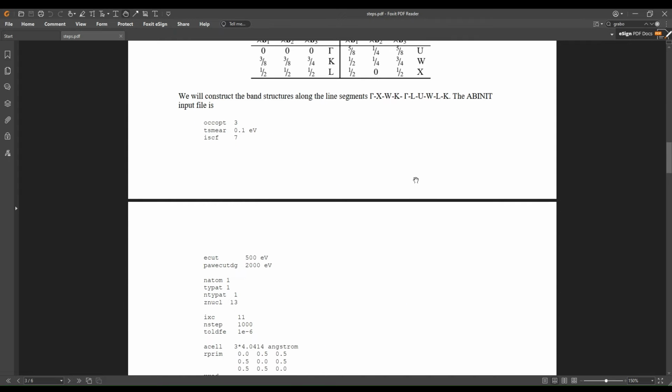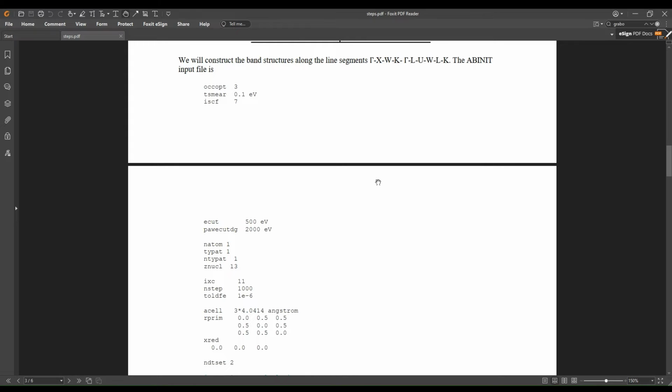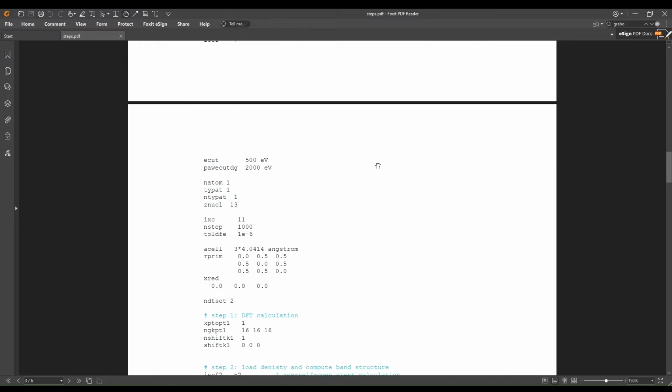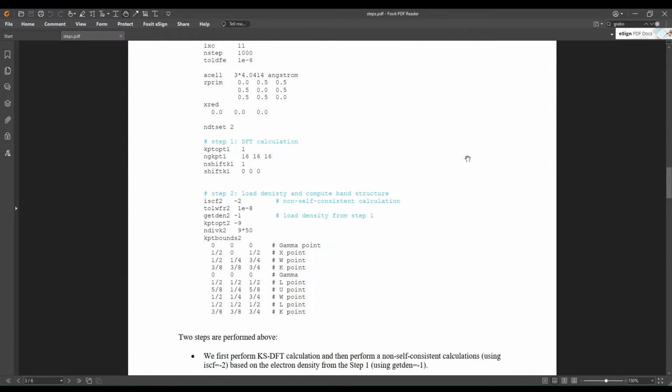So in the first part of this calculation, I just perform a Kohn-Sham DFT simulation on this aluminum FCC structure. In the second part of this calculation, I do a non-self-consistent Kohn-Sham DFT simulation, which means that I just use the Kohn-Sham potential from the first part of the simulation and then resolve the Kohn-Sham equation for many k-points here. We solve it for many k-points here because we want to construct the band structure. So the k-points we are going to solve here are described here.